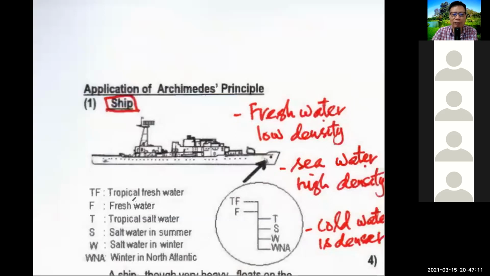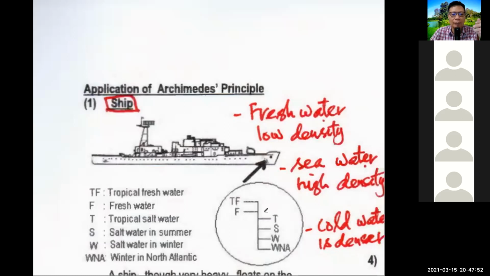Okay. The second level is fresh water, for example in China, in America, this kind of country, the river water. So the second level means the ship sinks until here, quite deep also. And then third is tropical salt water. Salt water means sea water in a hot country like Malaysia. The ship sinks until here, slightly better compared to fresh water because sea water density is higher. With higher density, the ship won't sink so deep. Water with higher density, so the ship will float higher.